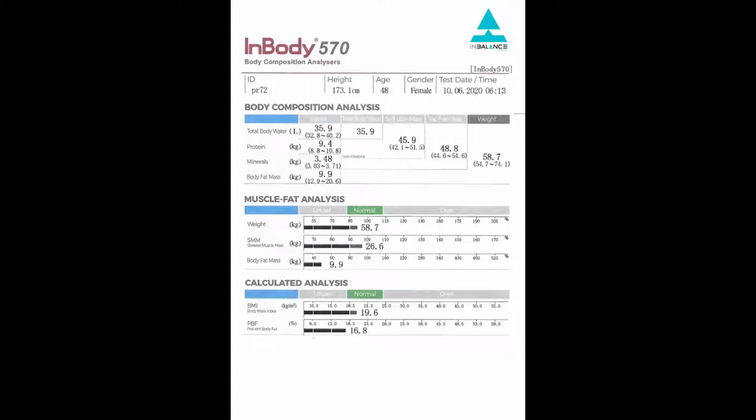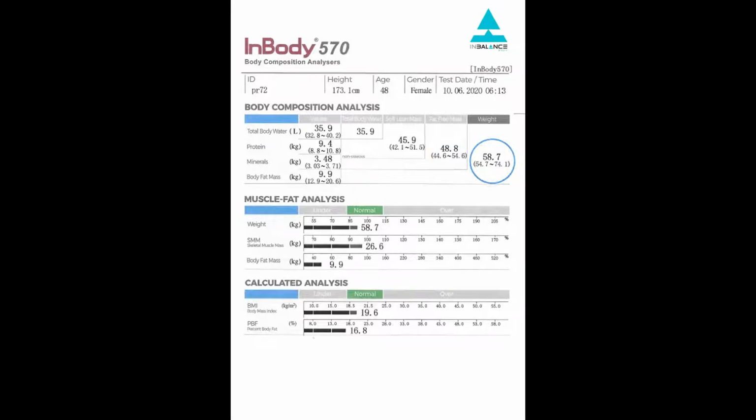What we have here is all the water that's in your body. This here is your muscle and your blood and minerals. This here is your muscle, blood, minerals and bones. And then this number here is your total weight in kilos.